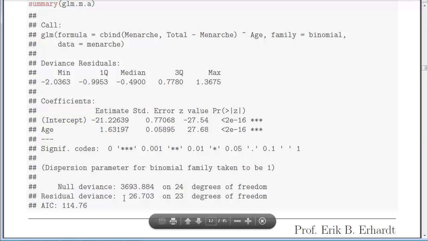From this output, we also have the residual deviance and the degrees of freedom, which will allow us to do a goodness of fit test. If the deviance is small, we don't have evidence that the model doesn't fit the data; if the deviance gets large, it suggests that the model does not fit the data. We also have an AIC, which would be useful if we were doing model comparisons.